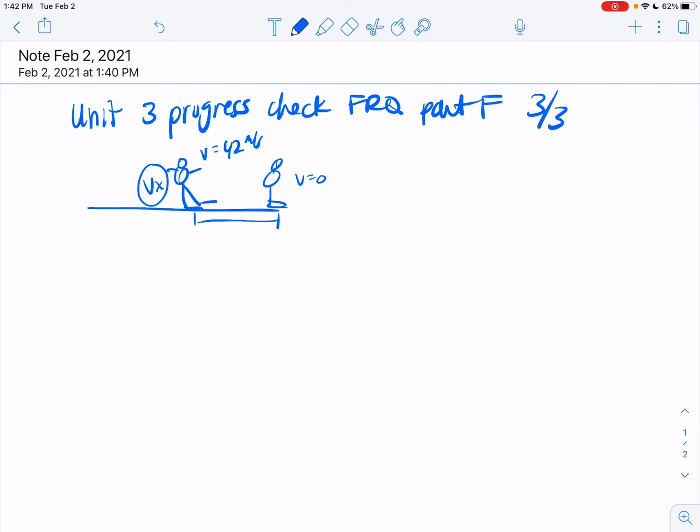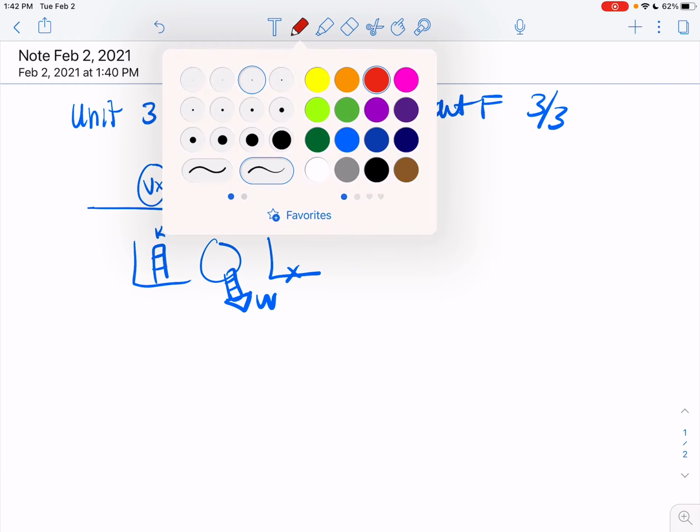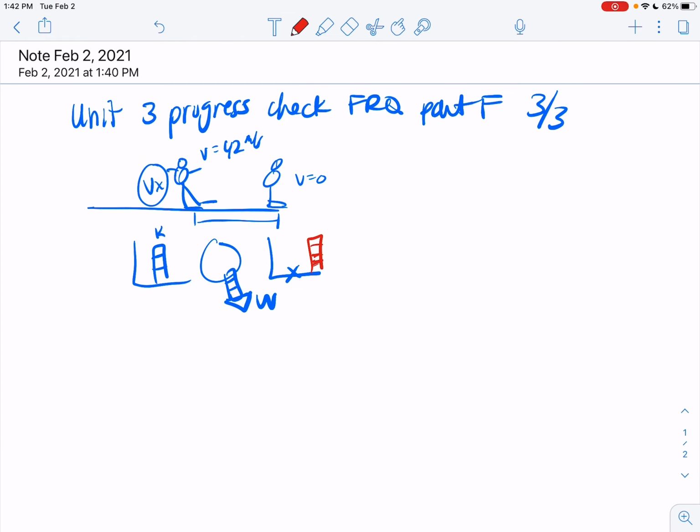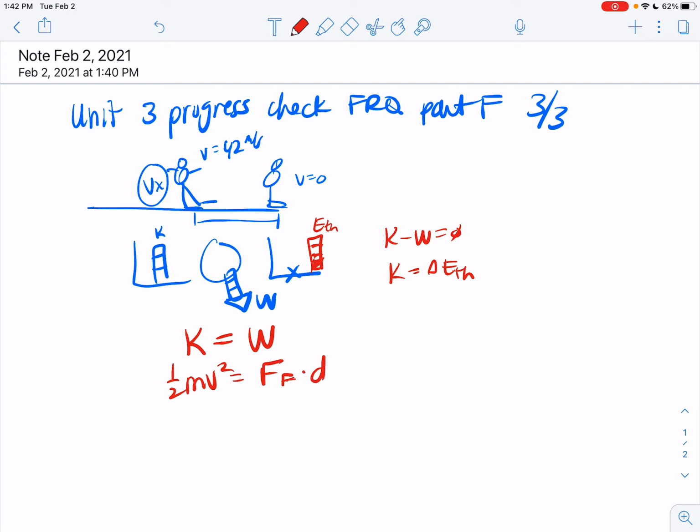What you're really trying to do is this: he's going to have some kinetic energy here, and he's going to come to a stop. You can either draw the work done by friction, or call that E therm. Either way, you set the kinetic energy equal to the work or the E therm. So K minus W equals 0, or K equals E therm. I'm going to have 1/2 mv squared equals the work, which is the force of friction times the distance. A lot of people got that.